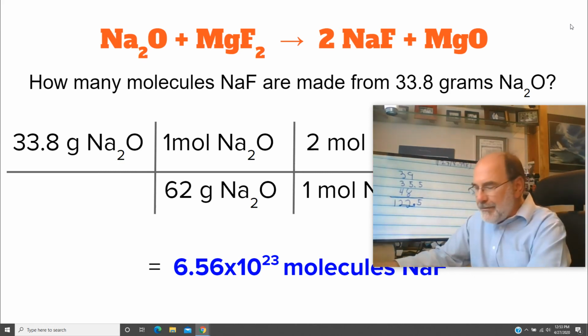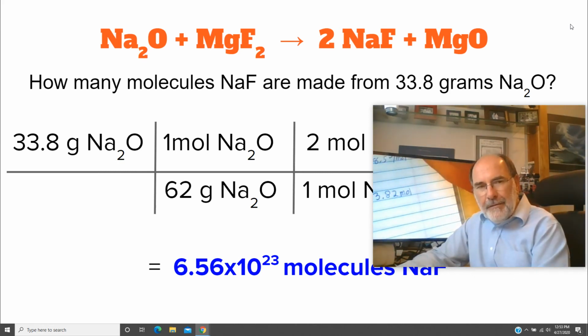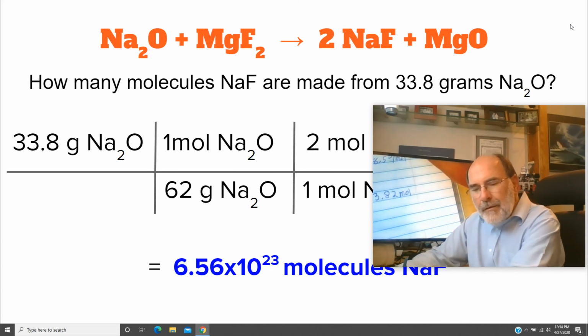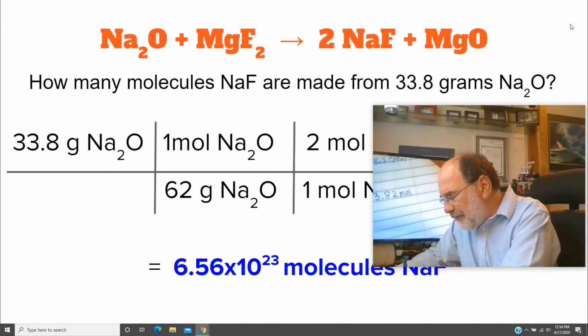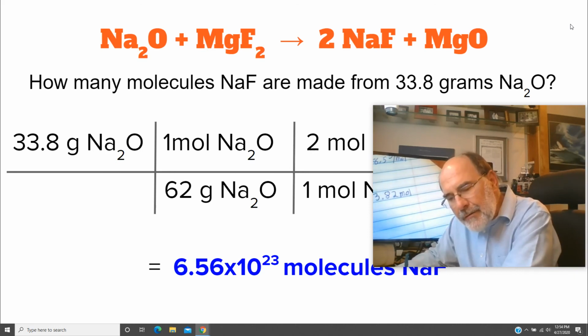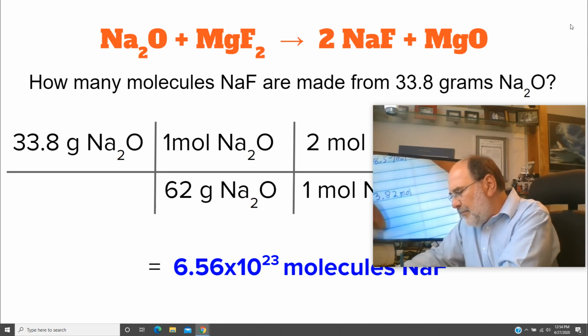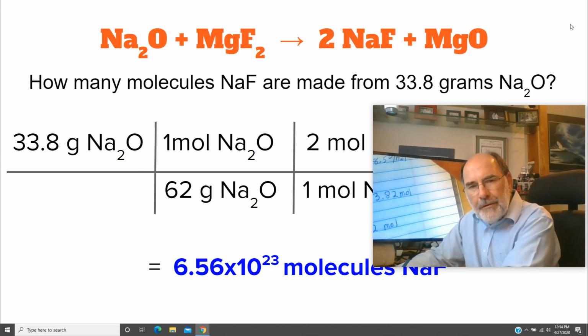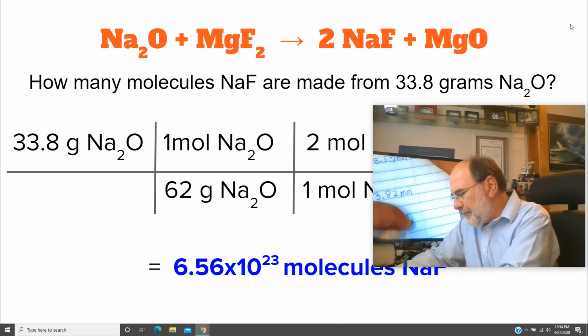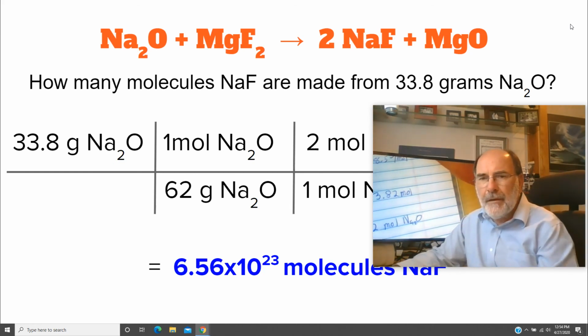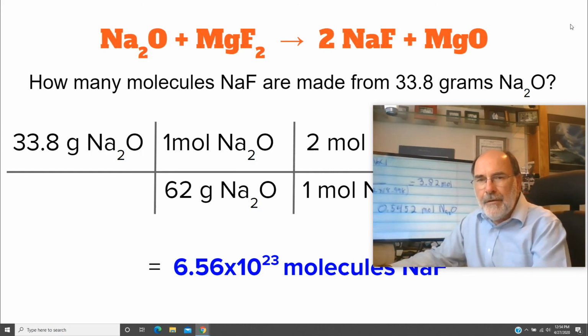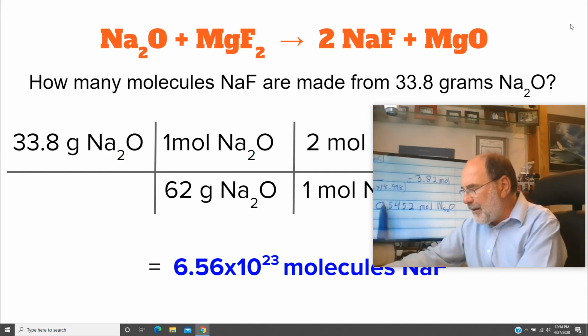All right, meanwhile, I'm not pausing, right? I'm just going on. So for me, I can see already, based on what's on the screen, that 33.8 grams of sodium oxide divided by 62 grams per mole means I have 0.5452 moles of sodium oxide. And I suppose you can't see what I just wrote. 0.5452 moles of sodium oxide.